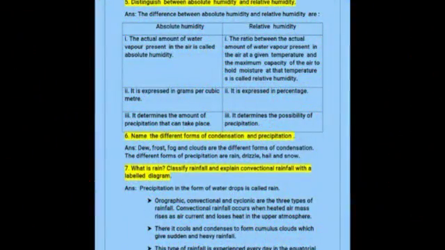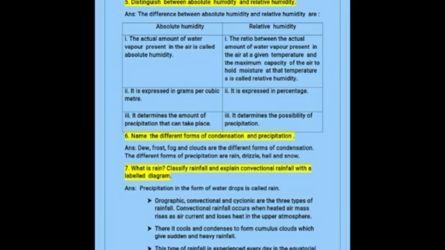So the next question, differentiate between relative humidity and absolute humidity. So the actual amount of water vapor present in the air is called absolute humidity, and it is expressed in grams per cubic meter, and it determines the amount of precipitation that can take place. And what is relative humidity? The ratio between the actual amount of water vapor present in the air at a given temperature and the maximum capacity of the air to hold the moisture at that temperature is called the relative humidity, and it is expressed in percentage, and it determines the possibility of precipitation.